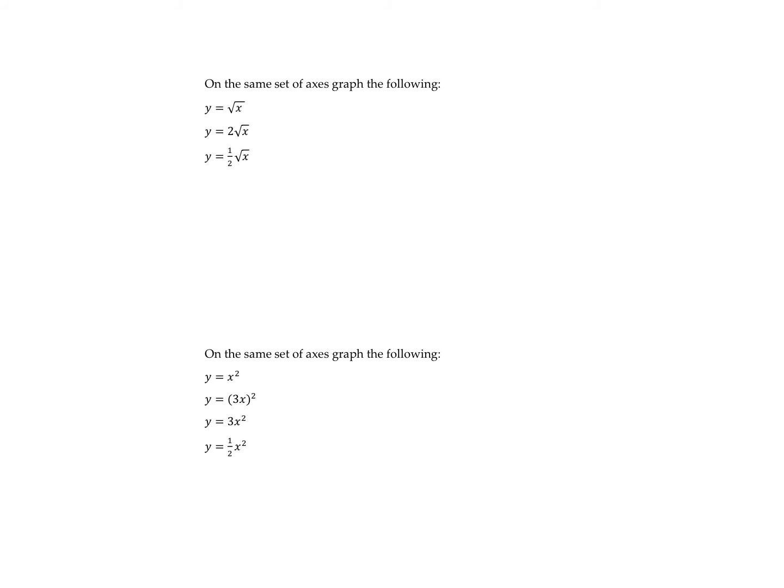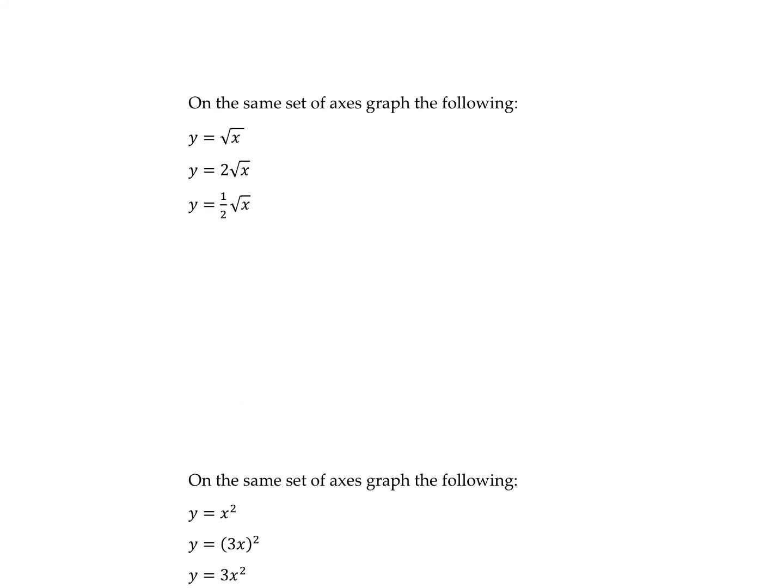Okay, let's see what happens when we multiply by a number. We're going to do the same thing. We're going to do root x as the parent function. We've got 0, 1, 4, 2, 9, 3. There's root x. Now I'm going to multiply by 2 after I square root. So square root of 0 is 0 times 2 is 0. The square root of 1 is 1 times 2 is 2. The square root of 4 is 2 times 2 is 4.